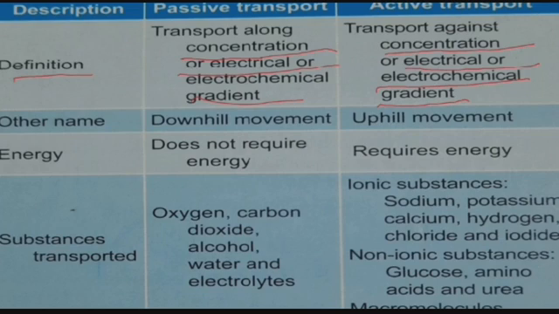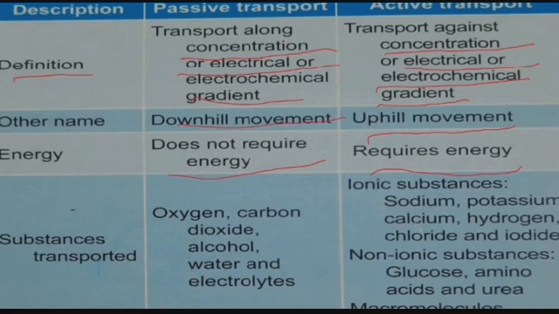Then the second point is other name. As I had already told you in a previous slide, passive transport is also known as downhill movement, and active transport is also known as uphill movement. And energy is not required in case of passive transport, but energy is required in case of active transport.